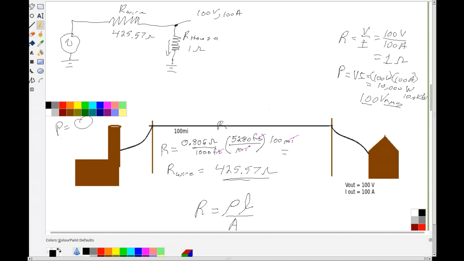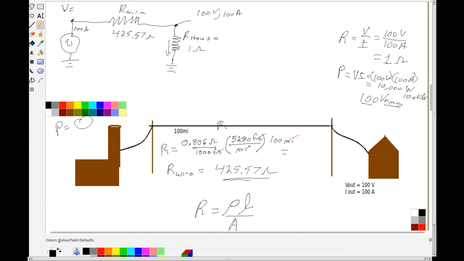So the question is, what is the voltage over here? It's a series circuit, right? So it's 100 amps, right? So the current is still 100 amps, but the question is, what is the voltage that they're supplying me? Okay.